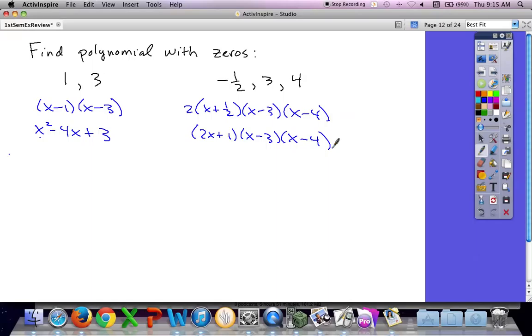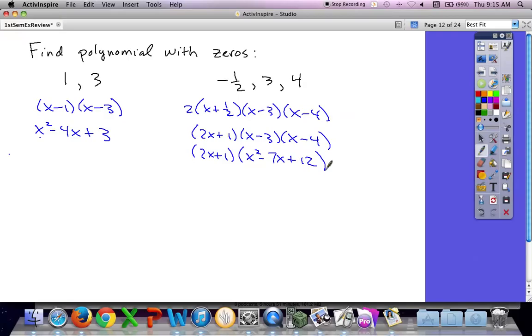Now, how is it that we multiplied 3 binomials together? FOIL 2 of them, right? You could take your pick on which 2. To me, it looks like the last 2 are probably the easy 2 to do. So what if I do like this? 2x plus 1 times x squared minus 7x plus 12, right?